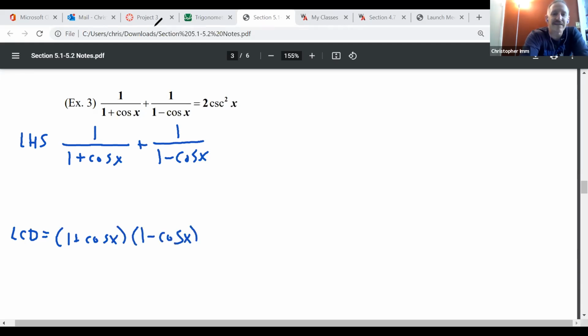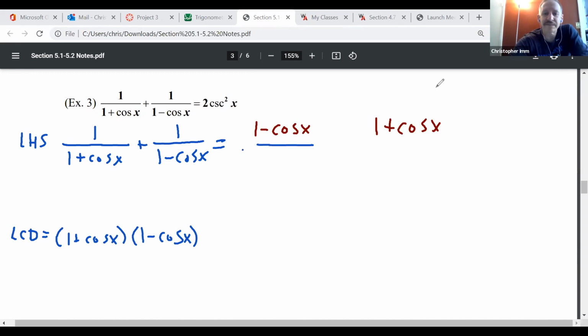So I'm going to build those fractions up to be over that least common denominator. To do that, I'm going to take that first fraction times 1 minus cosine to build it over the common denominator. I'm going to take that second fraction times 1 plus cosine, because that's what it's missing. The first one, I multiplied both numerator and denominator by 1 minus cosine. And the second one, I multiplied both numerator and denominator by what it was missing, which is 1 plus cosine.